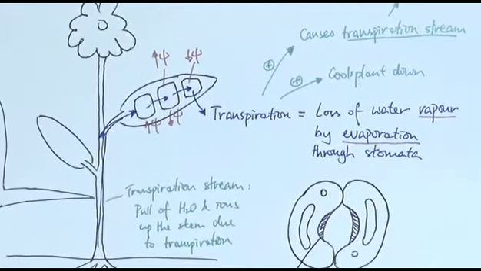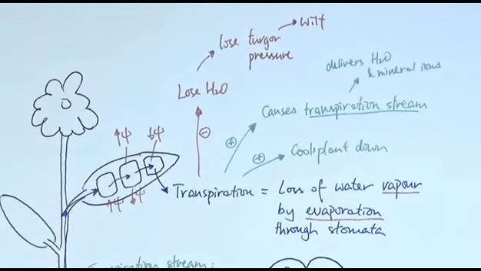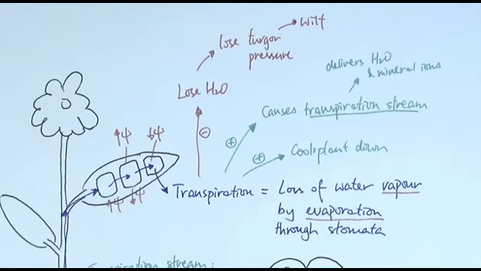However, there is a downside to transpiration. Transpiration is about the loss of water vapor by evaporation, and that simply means that the plant is losing water. If the plant is losing water, in terms of a single cell, the cell would lose turgor pressure, meaning that it will become flaccid or even plasmolysed. And if it becomes plasmolysed for a long time, then the whole plant will start to wilt: the leaves will curl up and the whole plant just kind of droops a little bit.